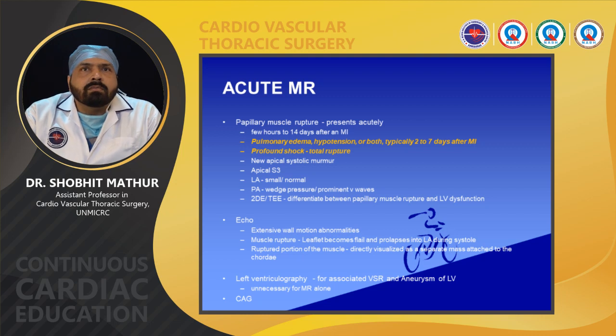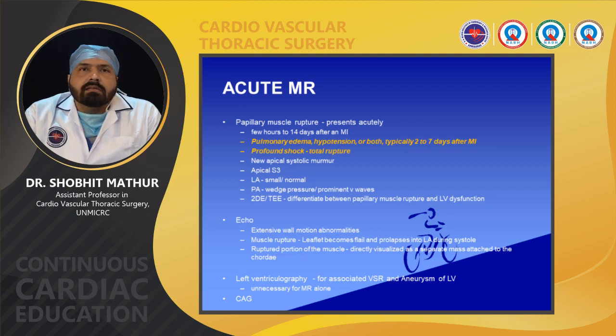If you put a stethoscope on the chest wall, then you can hear an apical systolic murmur, apical gallop rhythm S3. The LA size on the X-ray will be small or normal. The PA pressures will be increased and there will be prominent V waves. Obviously an echo has to be done. So echo will be able to differentiate between papillary muscle rupture and LV dysfunction. On echo we can have extensive wall motion abnormalities.